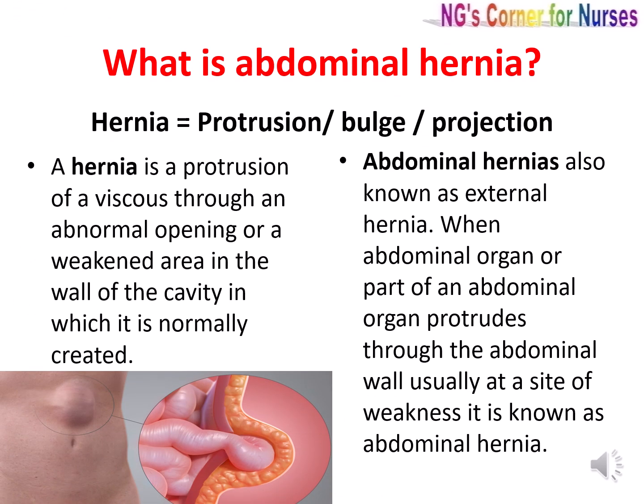So what is hernia? The word hernia means protrusion or bulge or projection. So hernia is a protrusion of a viscus through an abnormal opening or a weakened area in the wall of the cavity in which it is normally contained. And what are abdominal hernias? Abdominal hernias are also known as external hernias. When an abdominal organ or part of an abdominal organ protrudes through the abdominal wall, usually at a site of weakness, it is known as abdominal hernia.